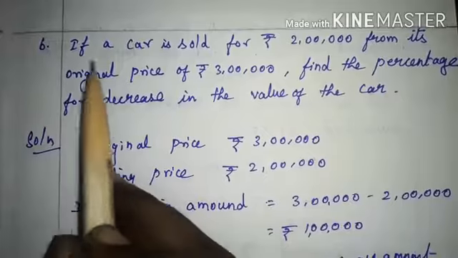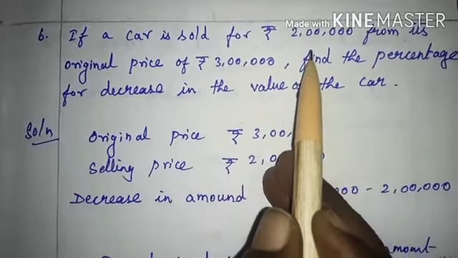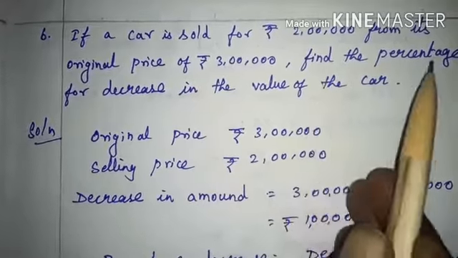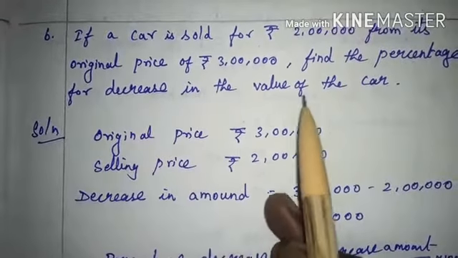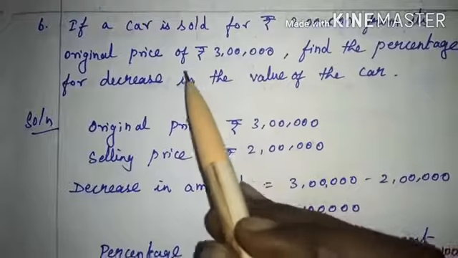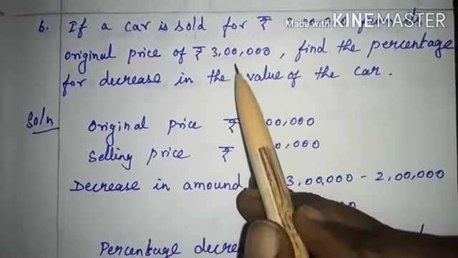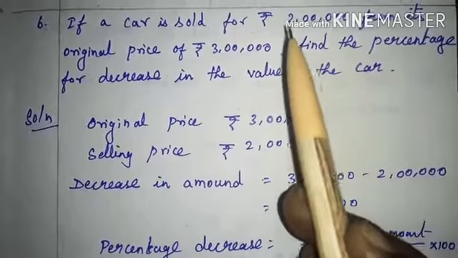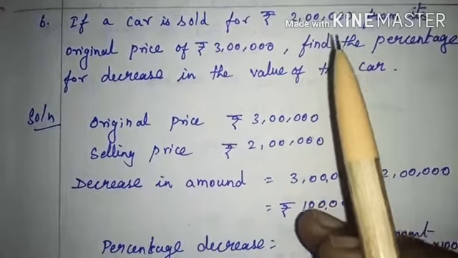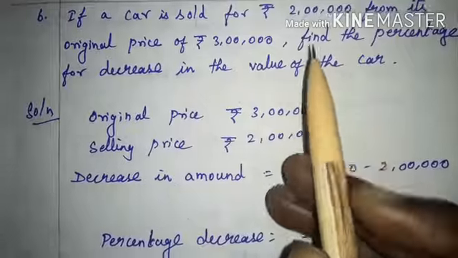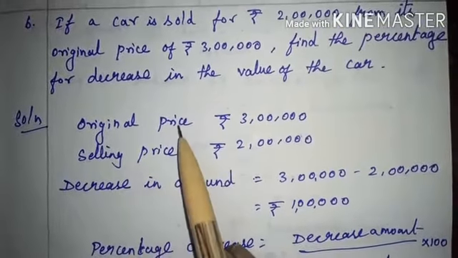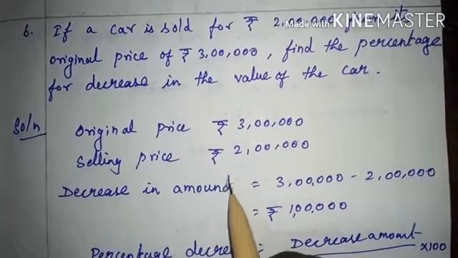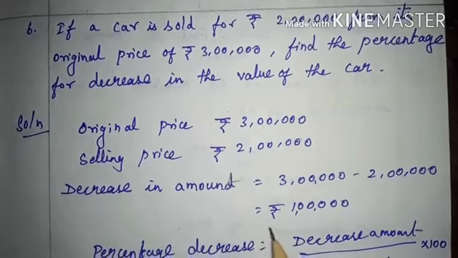Sixth sum: if a car is sold for rupees 2 lakh from its original price of rupees 3 lakh, find the percentage decrease in the value of the car. That is, the original price of the car is rupees 3 lakhs, but it is sold for only 2 lakhs. You have to find out the decrease percentage. For that, first you have to find out the decrease amount. That is, the original price minus the selling price gives the decrease in amount. That is, the decrease in amount is rupees 1 lakh.